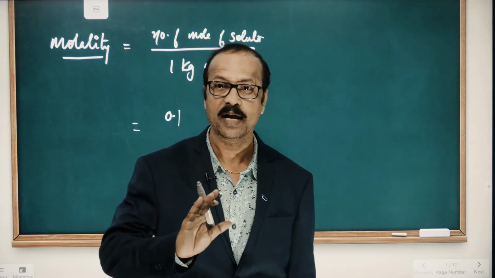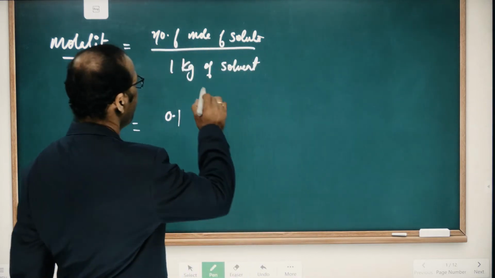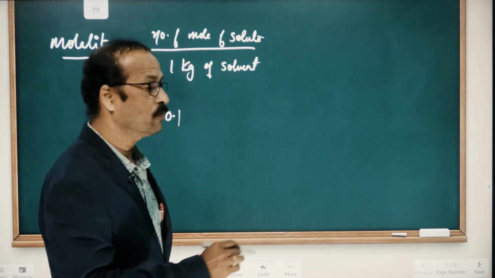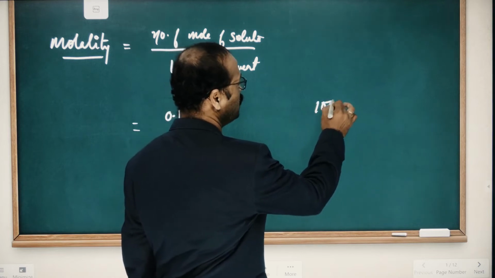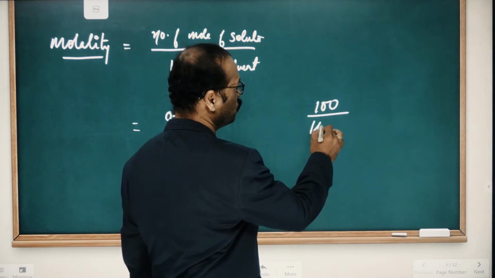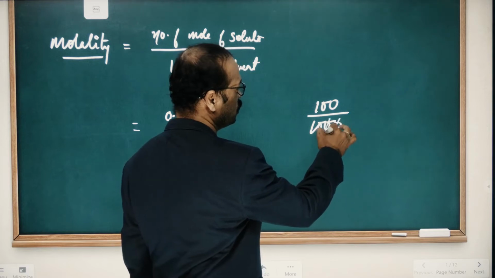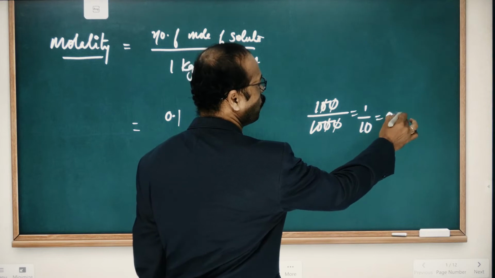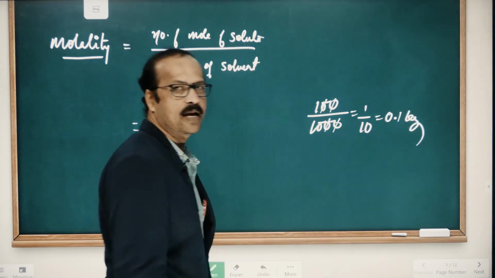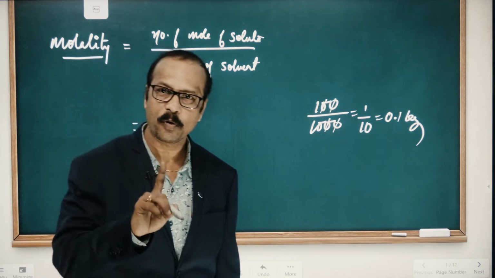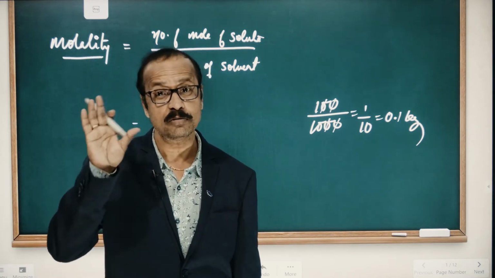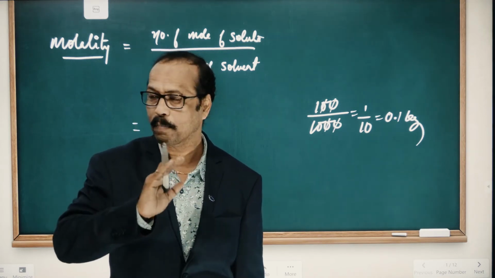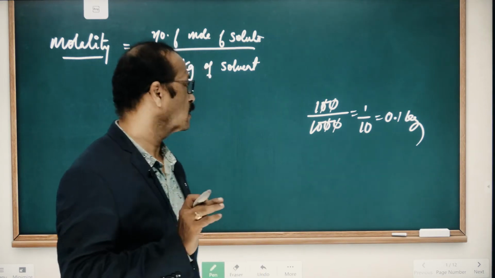100 grams of water, you convert into kgs. So how can you convert 100 grams? 100 grams divided by 1 kg. 1 kg is equal to what? 1000, right? So 2 zeros get cancelled, leaving 1 by 10. So that is equal to 0.1 kg. Yes or no? 100 grams is equal to 0.1 kg, because 1 kg is equal to 1000 grams, but we have only 100 grams. So 100 grams is equal to 1 by 10.